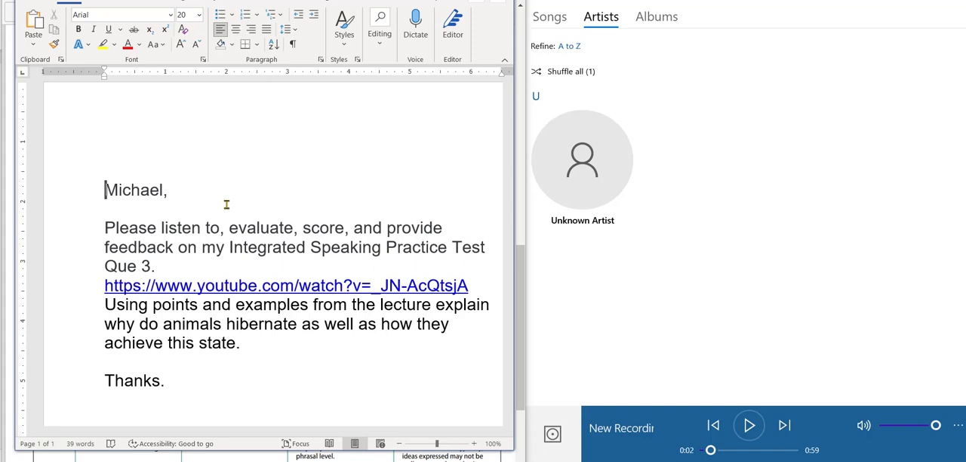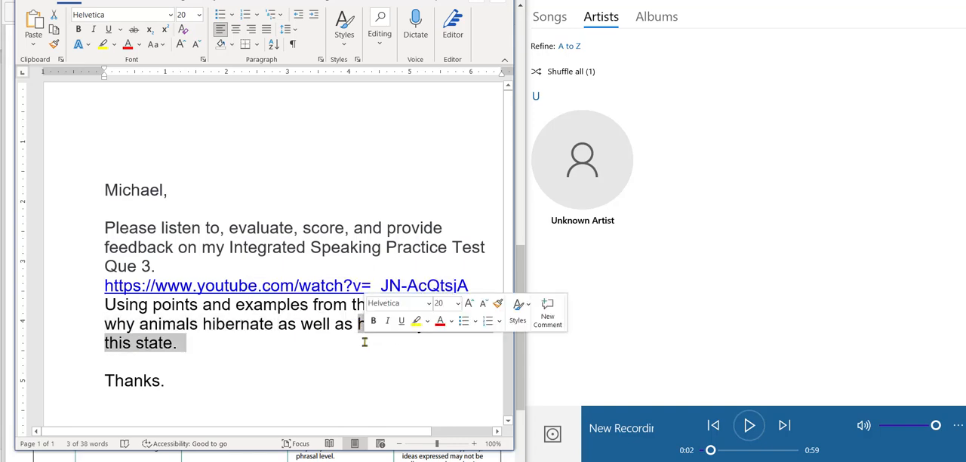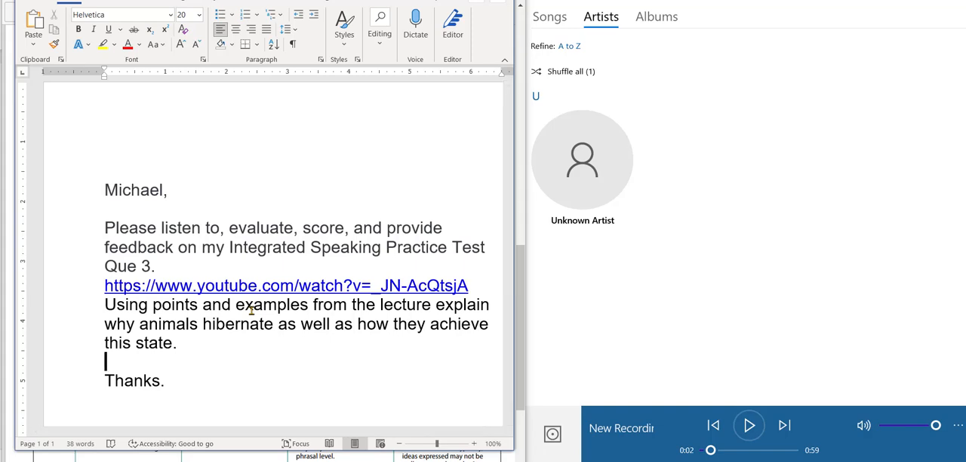Question 3. Using points and examples from the lecture, explain why do animals hibernate as well as how they achieve this state. Yeah, I think you've got to get your grammar right here. You need to have a noun clause here: why animals hibernate. You don't have to say why do. Why is that? Because you're using a noun clause here and also another noun clause over here. Notice how noun clauses take subject, verb word order. For example, why plus subject plus verb, and how plus subject plus verb. So make sure that you keep your grammar parallel, even in the emails that you send. Everything's important. You've got to get in the habit of having the appropriate language use in writing and speaking.